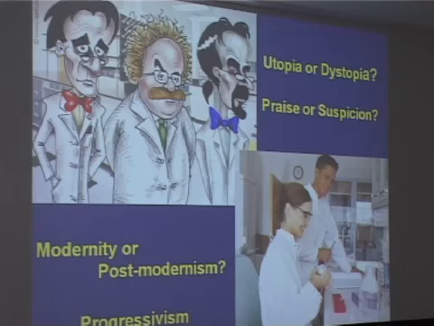But does science lead us to a utopia or a dystopia? Do we regard scientific advances with praise, or are we suspicious about them? Are we wedded to modernity and progress, leading to progressivism, or do we have a postmodern attitude that says, well, it might be right, it might be wrong, I'm not sure about this? So there is a whole mixed bag of societal attitudes mixed up with our ethical discussion of science.